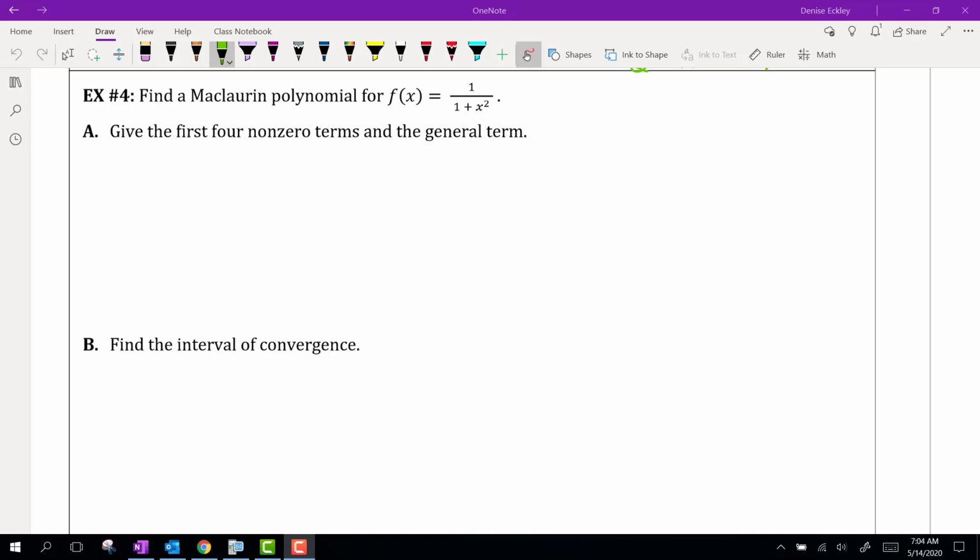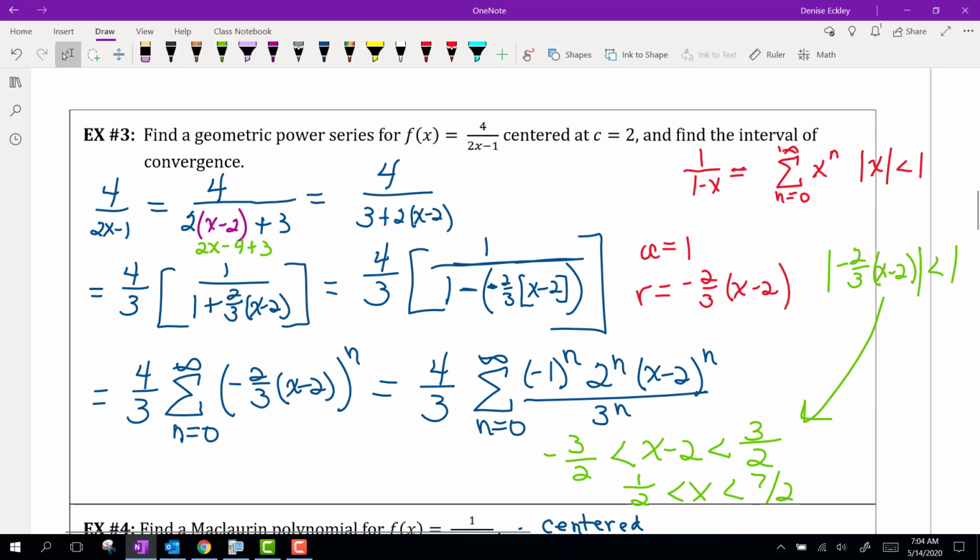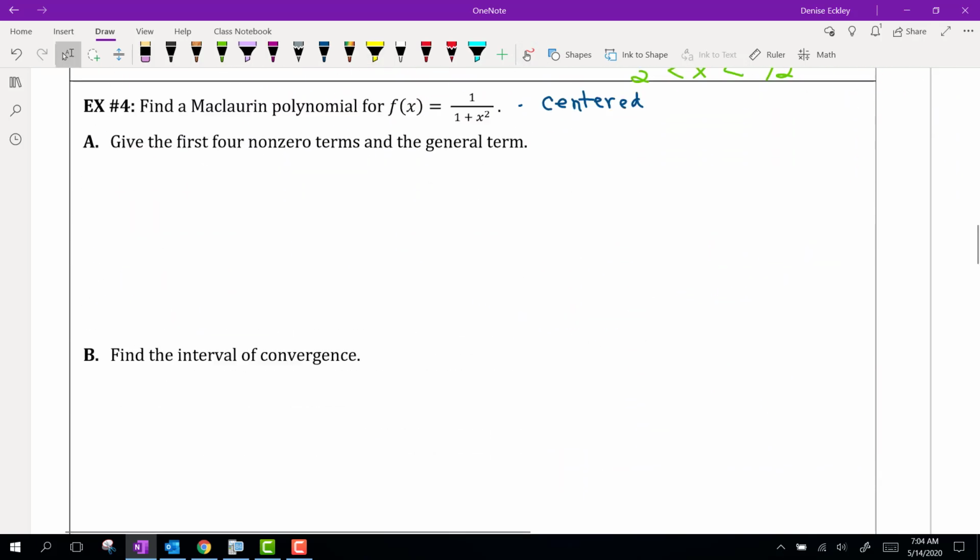Now, the reason why we're calling it a Maclaurin polynomial is because we want to recall that that means that it's centered at 0. So we don't have to adjust our x term like we did in example 3 here, where you had to change x to x minus 2. So we can leave x alone.